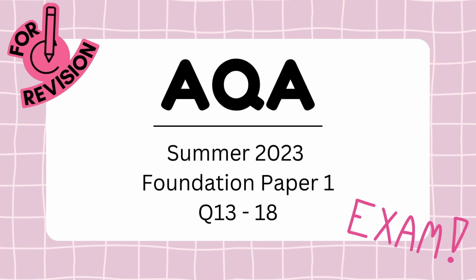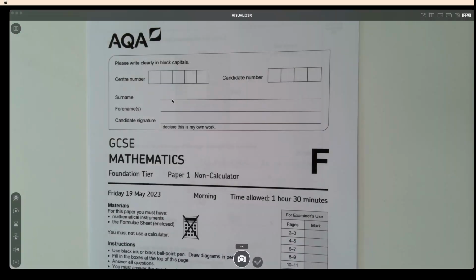Hi there. This video is an exam paper walkthrough of the AQA GCSE Mathematics Foundation Tier Paper 1 from summer 2023. This paper is worth 80 marks in total, and this is the third video of 4. It will focus on questions 13 to 18, which account for 18 of these marks.